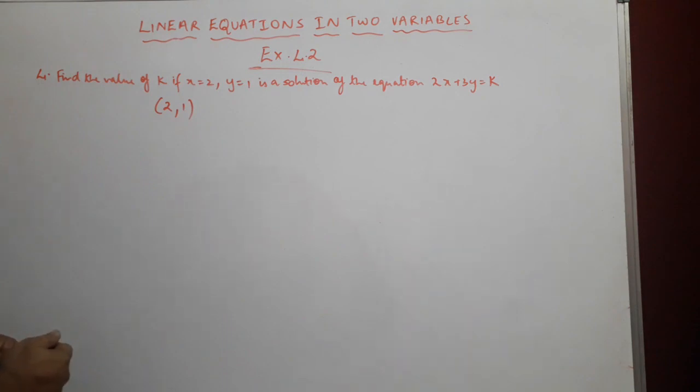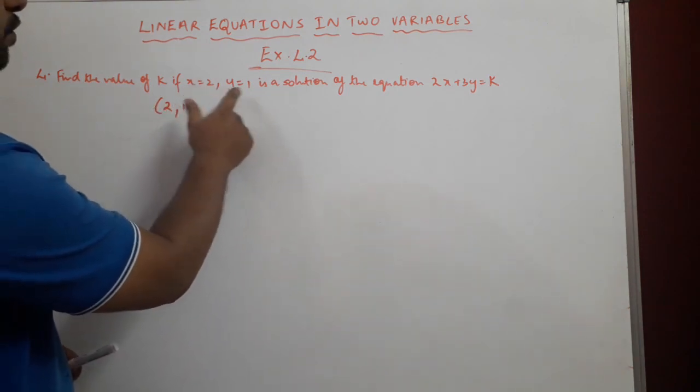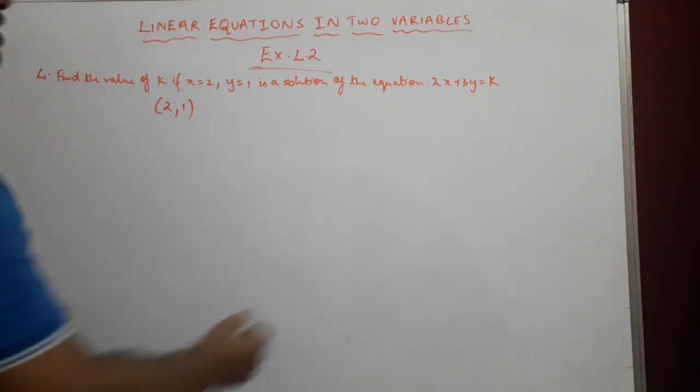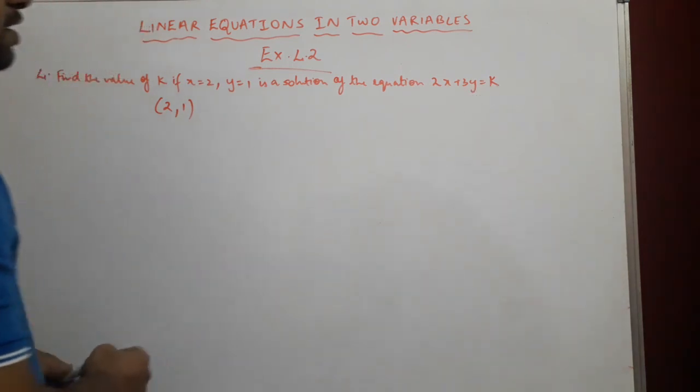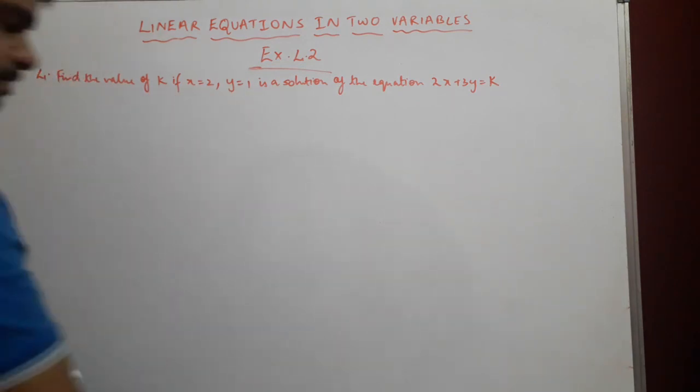What we need to find here is the value of k, and we can do that if we substitute this (2, 1), or x equal to 2, y equal to 1, in this left hand side. Once we do that we will get a value for k, and that is what we are asked to find out. So let's do that.